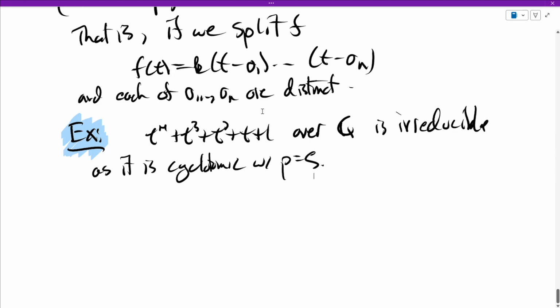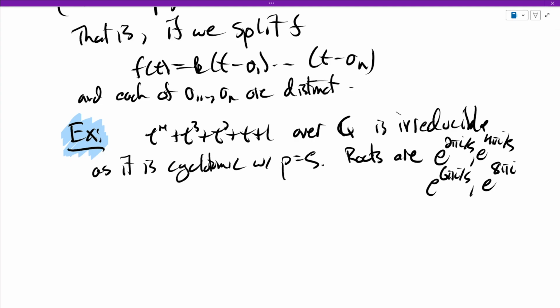Okay. All cyclotomic polynomials are irreducible, and we only really looked at them for primes, though. So this is what the fifth cyclotomic polynomial is. And the roots are the fifth roots of unity that are not 1. So either the 2 pi i over 5, either the 4 pi i over 5, either the 6 pi i over 5, either the 8 pi i over 5, and these are all different. So that's an example of a separable polynomial.